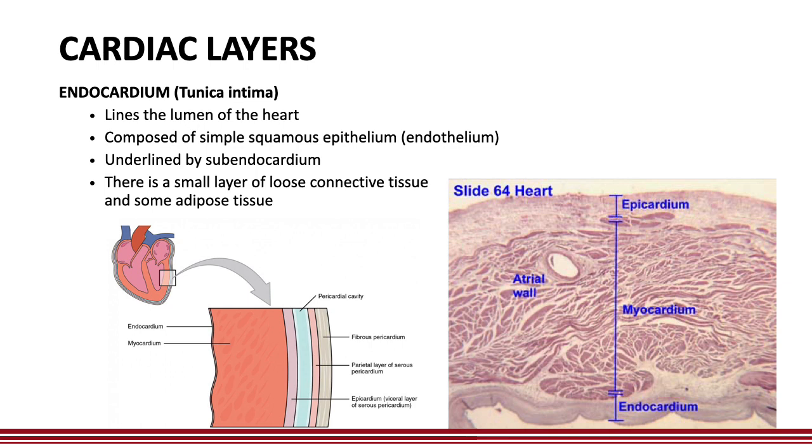Now, the endocardium is the layer that lines the lumen of the heart. It is the innermost layer and is composed of simple squamous epithelium, similar to that of the tunica intima. It is underlined by what is known as the subendocardium, which is a layer of loose connective tissue with interspersed adipose tissue. Okay, so this is the endocardium here at the bottom. The loose layer immediately above the endocardium is the subendocardium. Okay?